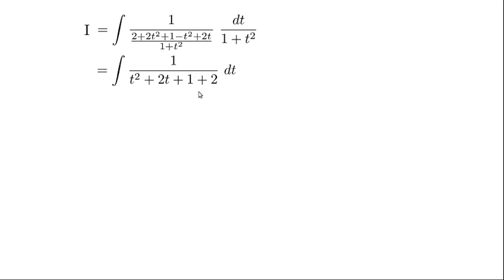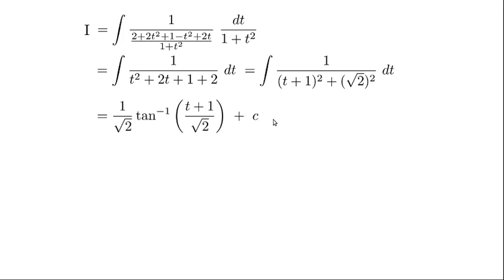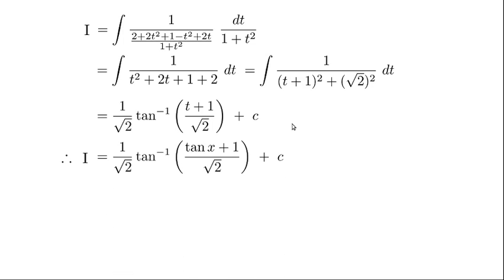So 3 is written as 1 plus 2 only, not added there. So that gives you t plus 1 the whole square plus 2 can be written as root 2 the whole square. So this is 1 upon root 2 tan inverse of t plus 1 upon root 2 plus c. Now put back the value of t. Therefore I equals 1 upon root 2 tan inverse of tan x plus 1 upon root 2 plus c.